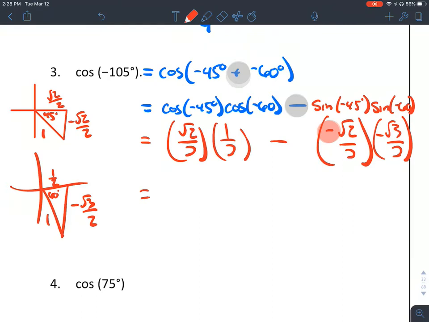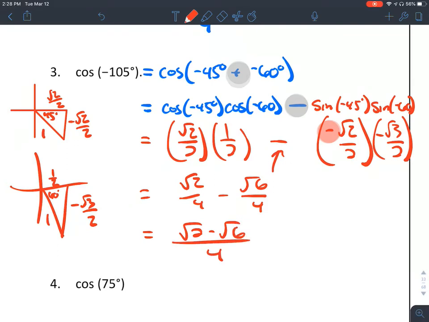This simplifies to square root of 2 over 4. We are subtracting a negative times a negative. So that means we're going to be subtracting a positive, square root of 6 over 4. This reduces to the square root of 2 minus the square root of 6 over 4.